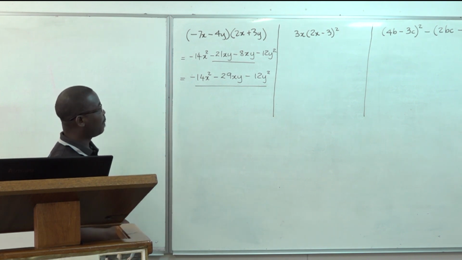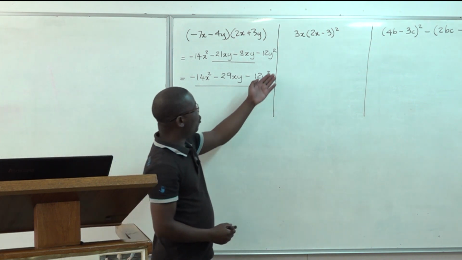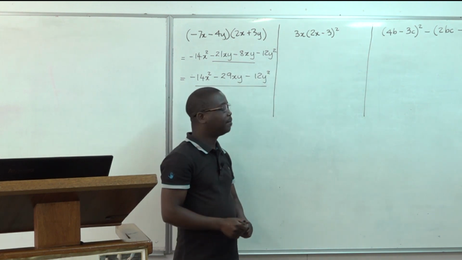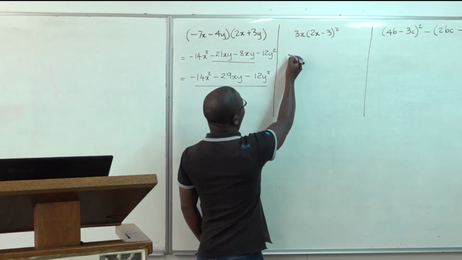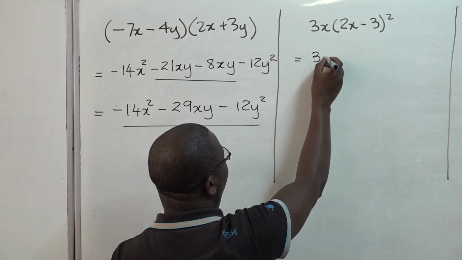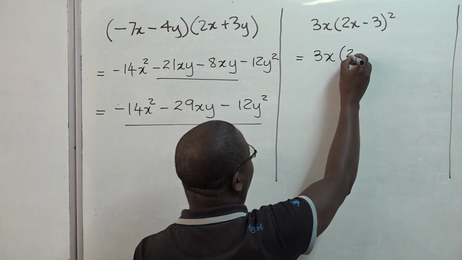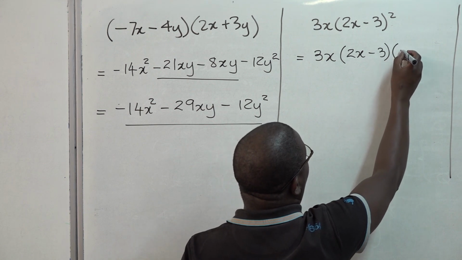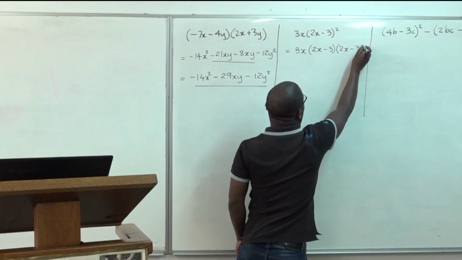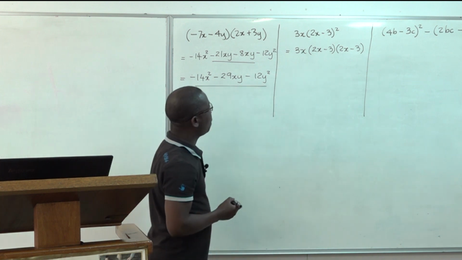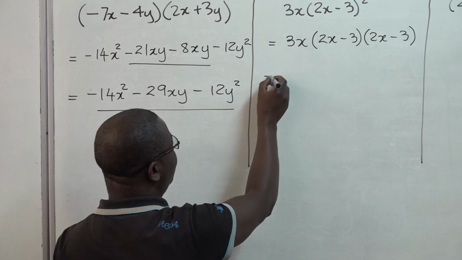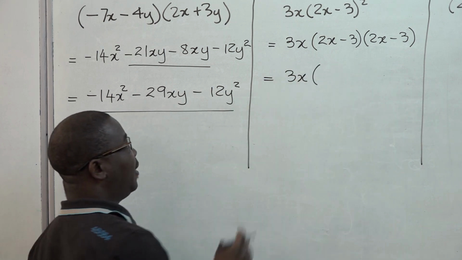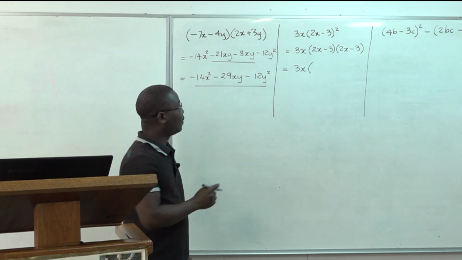For the second expression, we're now involving a monomial and a perfect square in the same example, just to spice up the activity. So this is the same as 3x, and then we have 2x minus 3 times 2x minus 3. Then what I will do is keep the monomial first and then simplify the two binomials.